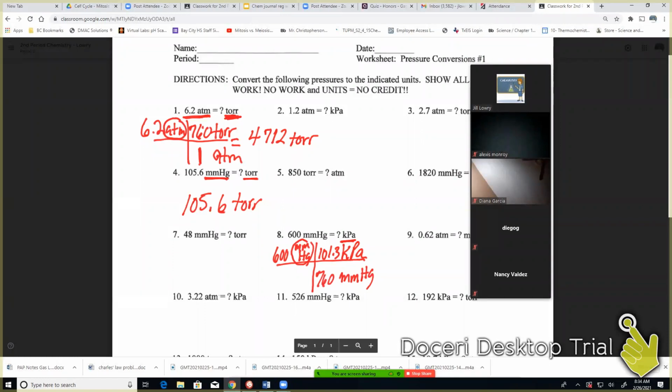Okay, so now we're going to multiply across, 600 times 101.3. And this time we do have something besides a 1 on the bottom, so then I need to divide it by 760. And you get a real long number. You can do 2 places past the decimal. So we would get 79.97, and my units are kPa.